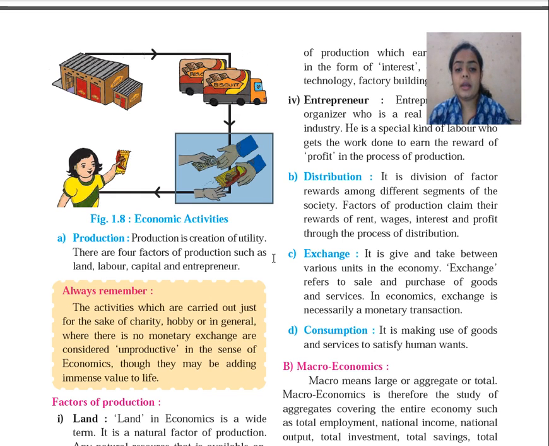It is give and take between various units in the economy. Exchange refers to sale and purchase of goods and services. In economics, exchange is necessarily a monetary transaction. So, what do you mean by exchange? Exchange refers to sale and purchase of goods and services. In economics, exchange is necessarily a monetary transaction.